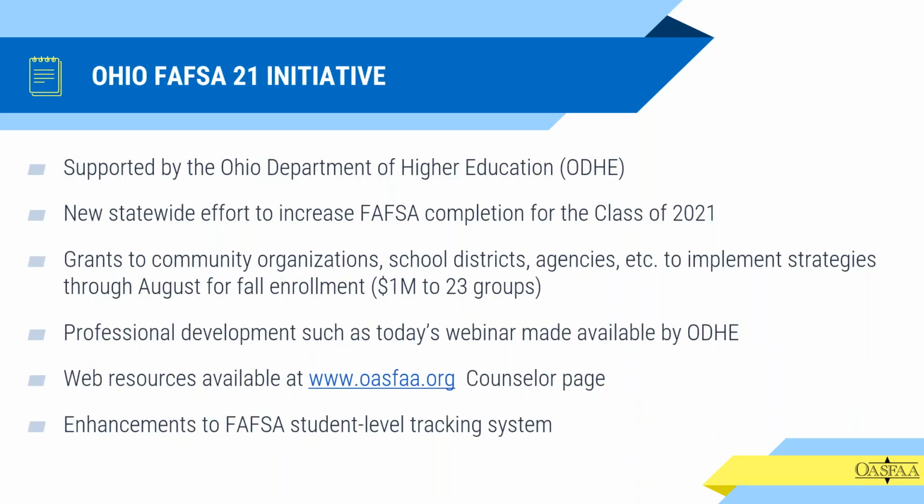So what is the Ohio FAFSA 21 initiative? This is supported by the Ohio Department of Higher Education. They have taken funding that they have received as a result of the pandemic, and they have this new statewide effort to increase FAFSA completion for the class of 2021. The grants have been given to community organizations like OASFA, school districts, and agencies to implement these strategies through August for fall enrollment. There has been $1 million issued so far to 23 different groups.